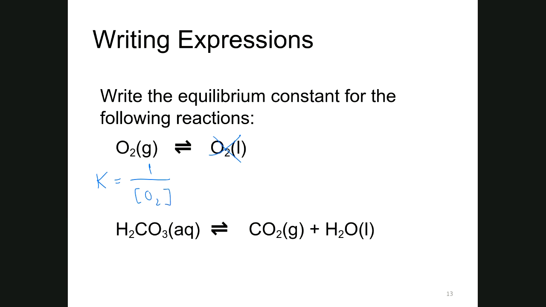For our second one, we have aqueous, we have gas, and we have liquid. Cancel out that liquid. So K is equal to carbon dioxide over carbonic acid. And those are your expressions for heterogeneous equilibrium.